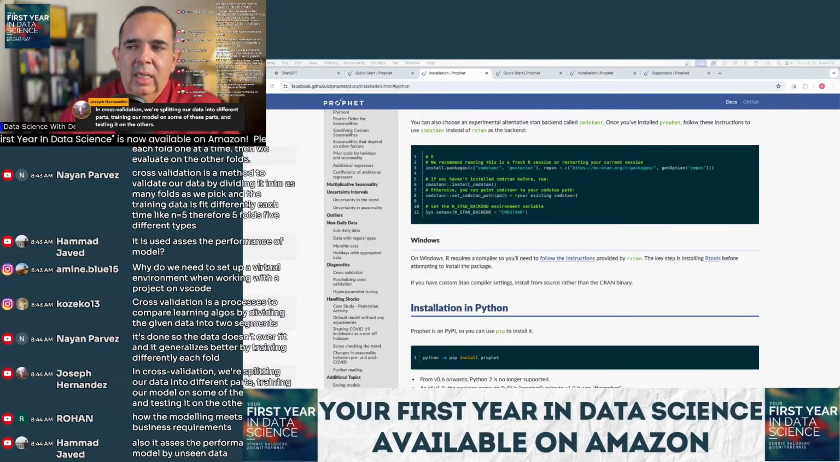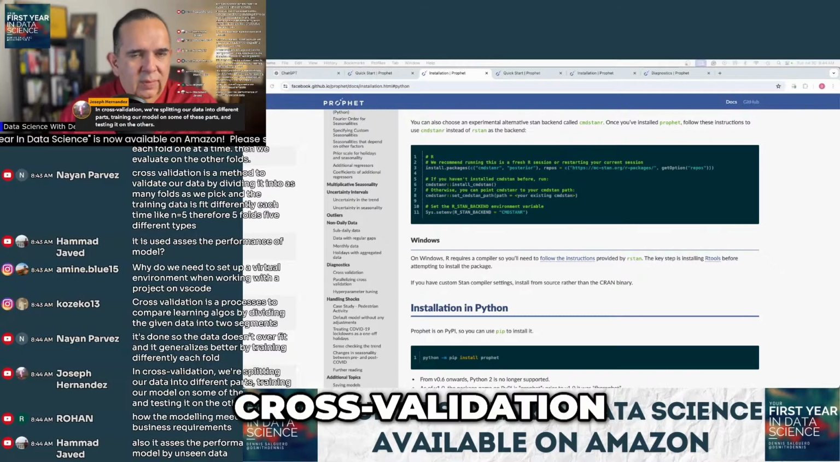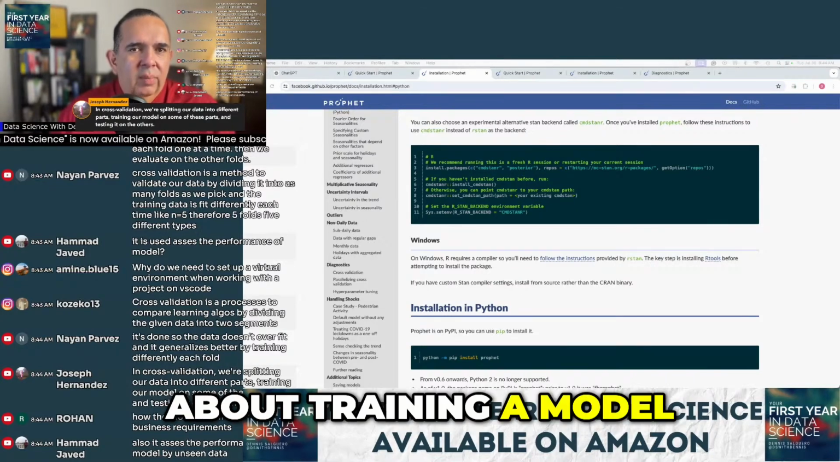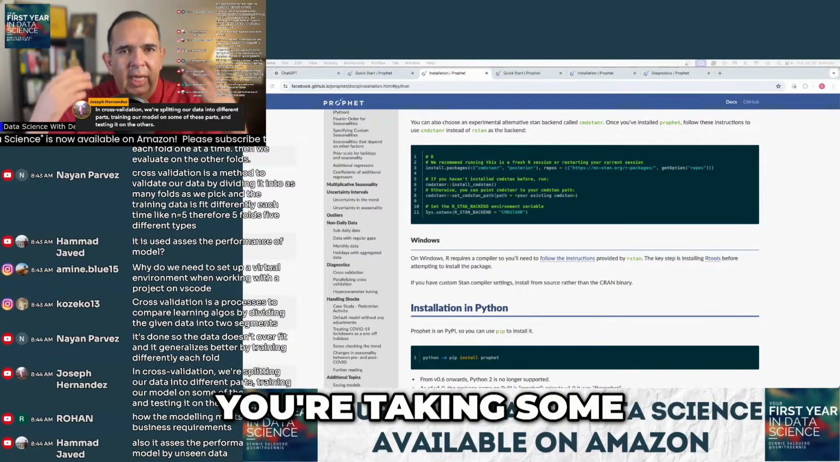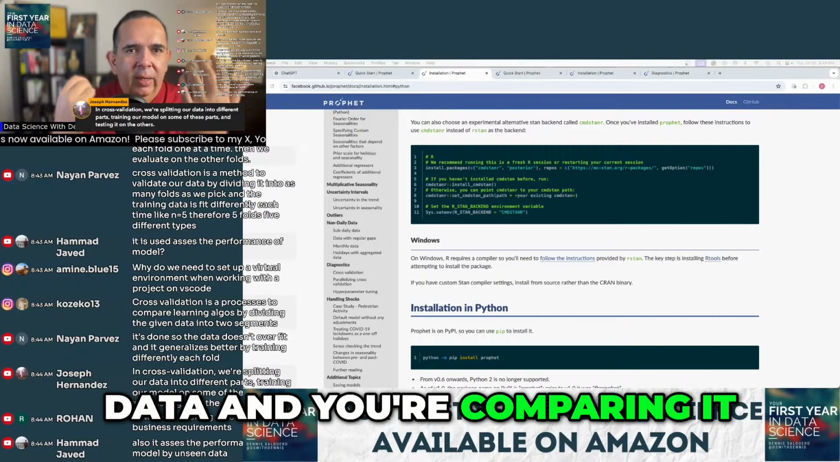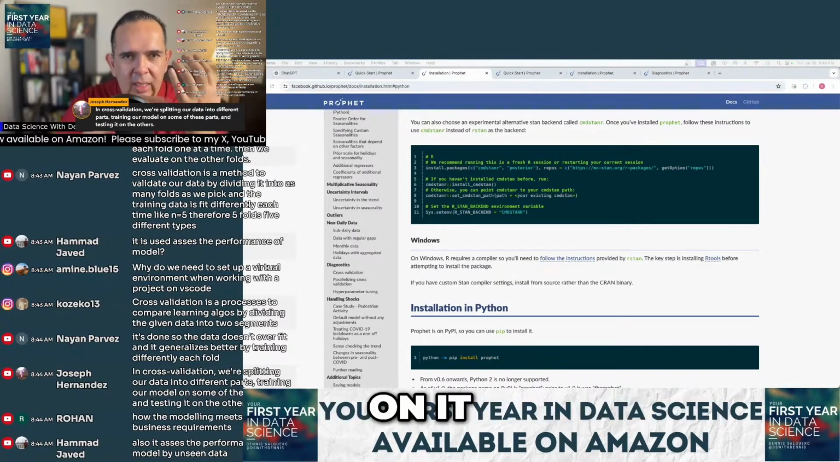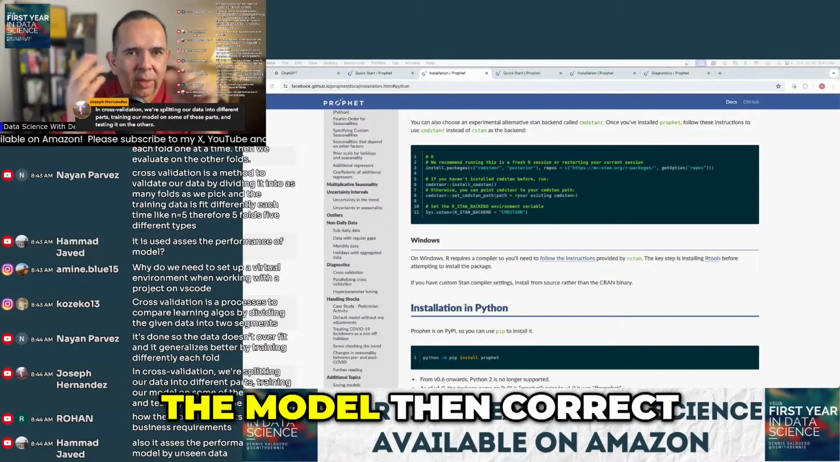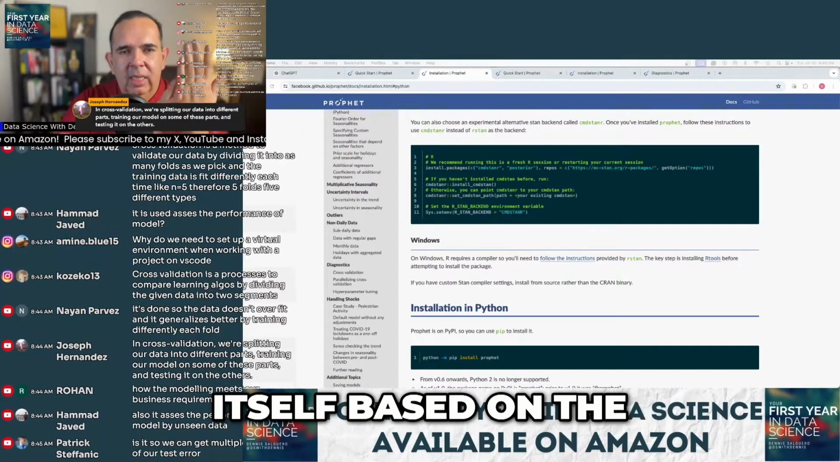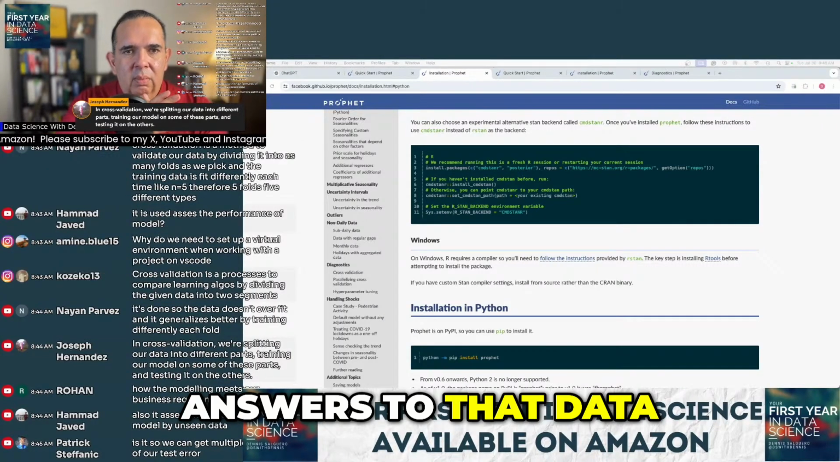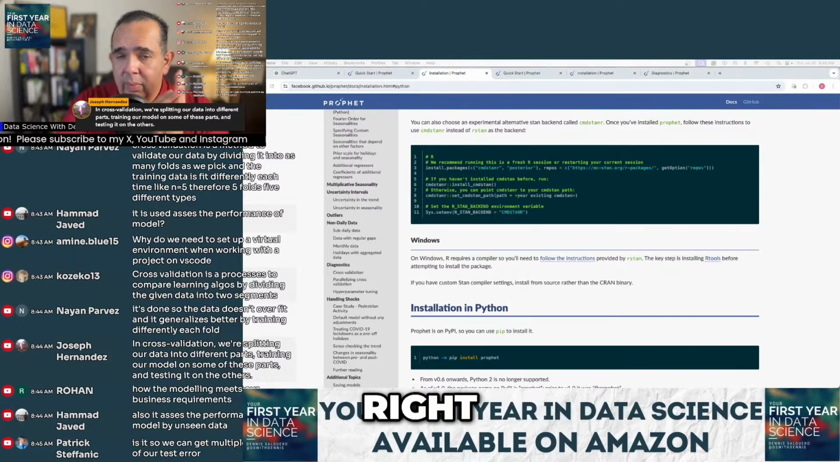With cross-validation, you should be thinking about training a model. You're taking some data and training a model on it, and then you're letting the model correct itself based on the answers to that data. That's what it is, right?